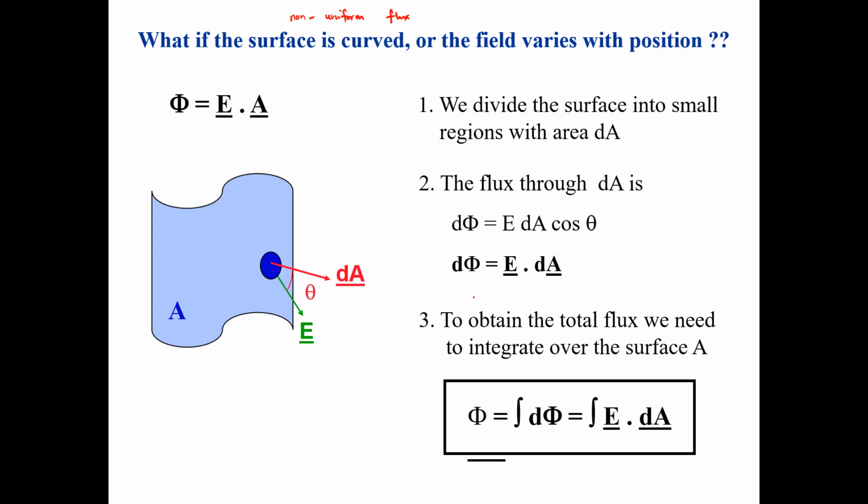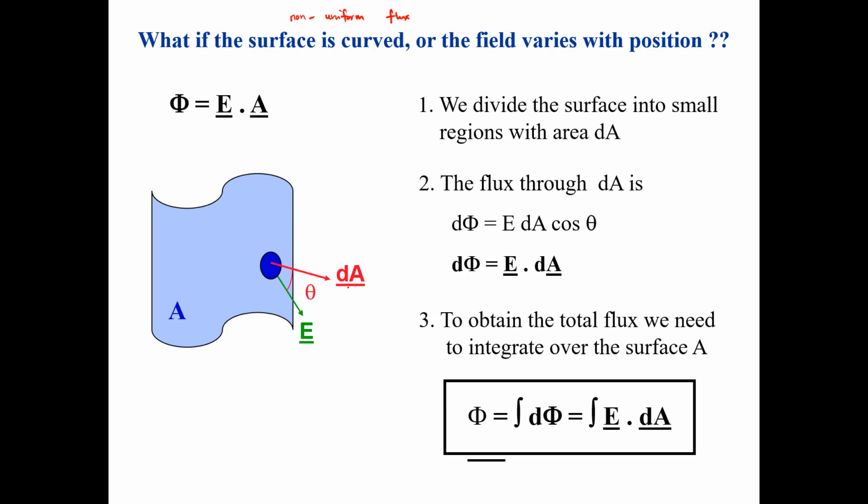Now, what if the surface is curved or the field varies with position? So, here is an example. You have a curved surface. What we will do here, class, is divide the surface into small regions with area dA. In doing this, we have a small surface that seems to be a plane, or seems not curved, since we took a very small piece. So this surface has an area that is equal to dA.